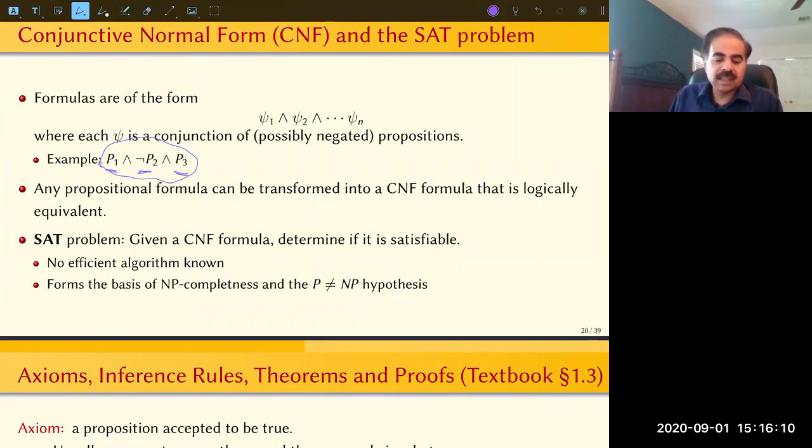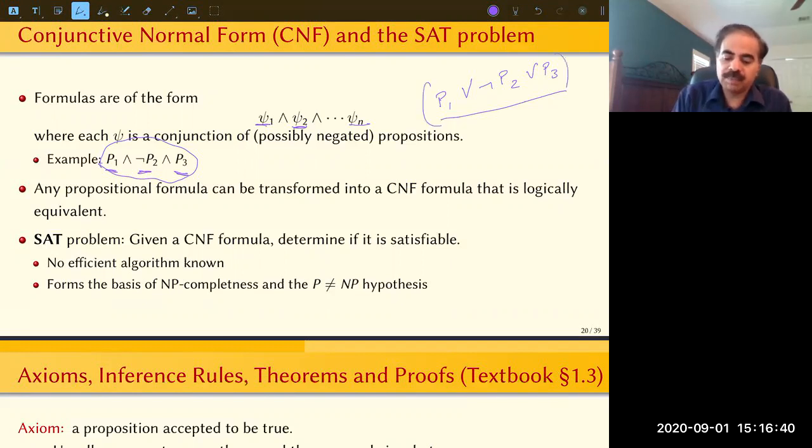But that's not the case if you have a conjunctive normal form, because in the conjunctive normal form, you have to find a way to make each of them true, right? Only then the whole conjunction will be true. And then if you have something like P1 or not P2 or P3, you know how to make one of these true. So for instance, by setting P1 to be true, you can make this whole thing true.